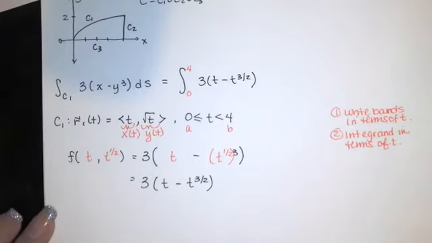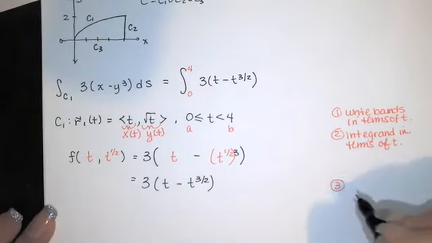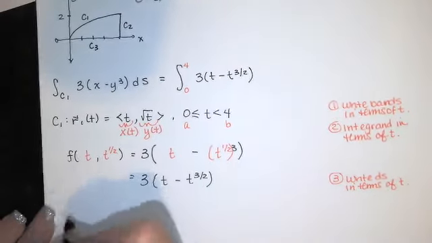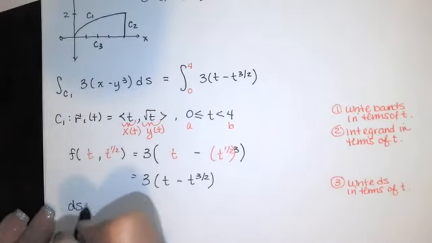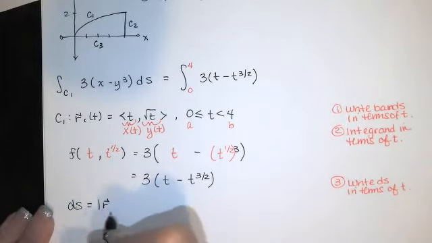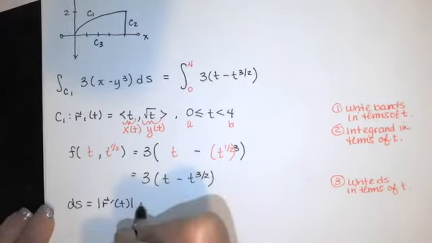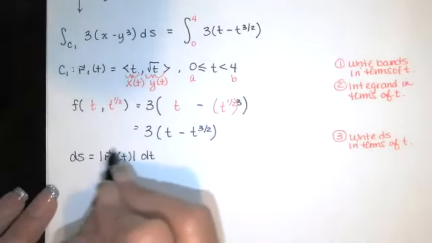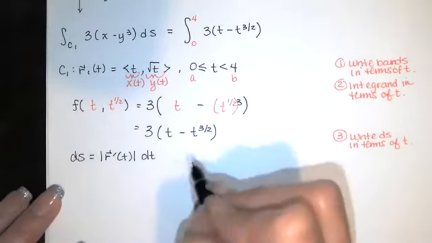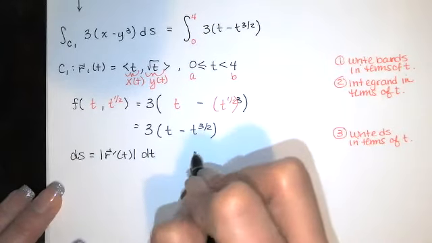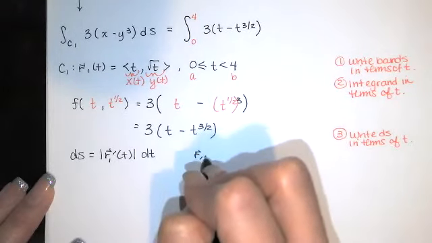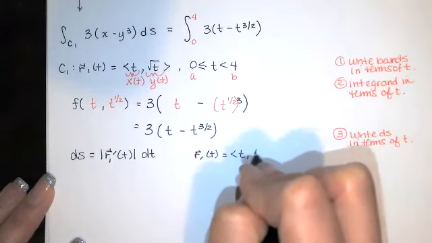And then the last piece we need is ds in terms of t. Now remember what ds is. It's a tiny distance. Is that tiny speed times time? Or I guess it's a speed times a tiny time, actually. So we just need the magnitude of r prime of t. And we're using r sub 1 prime because we're talking about that first curve. So r sub 1 was t and t to the 1/2.